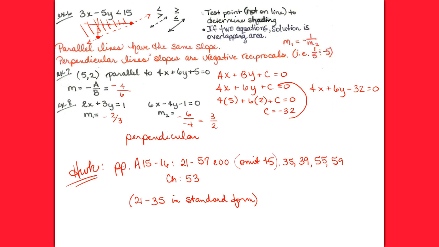Perfect. All right, so here is your homework for tonight. On pages A15 to A16, we're doing 21 through 57, every other odd. Be sure you get the other in there. Omit 45. And then 35, 39, 55, 59, challenge 53. On numbers 21 through 35, be sure that you put those equations in standard form.